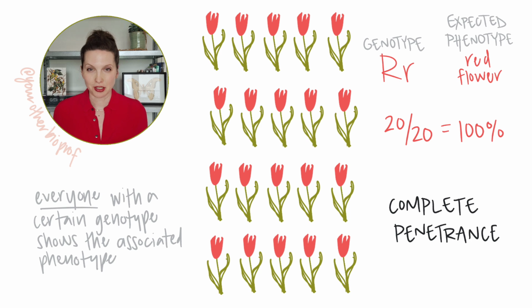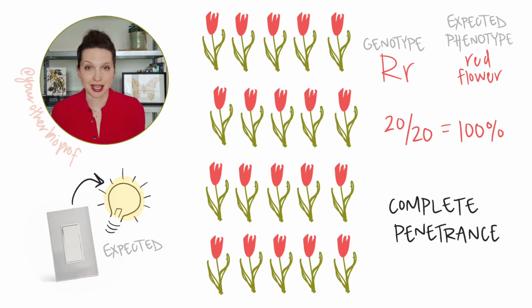Penetrance is how frequently you see the expected phenotype for individuals with a particular genotype. You flip a switch, you expect to see light. You've got a big R allele, you expect to see red flowers.